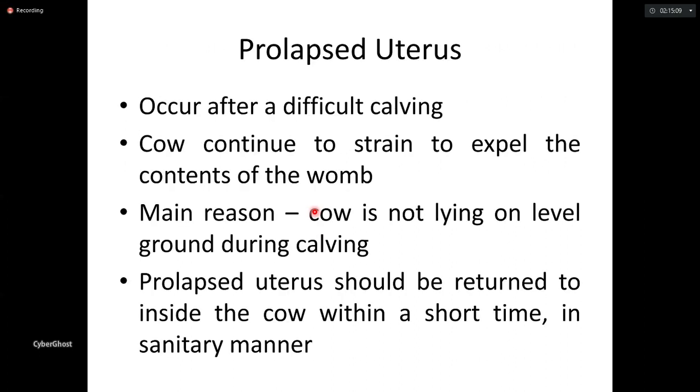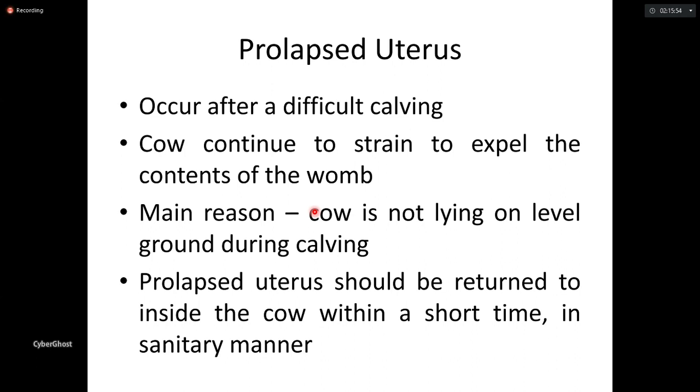The other condition or disease is called prolapsed uterus. This situation may happen because of a difficult calving process, not like a normal calving process, maybe because of an assisted calving, or because the animal has some other condition, or because the calf is larger than expected, or an abnormal birth position. Those things may indirectly contribute to this situation.